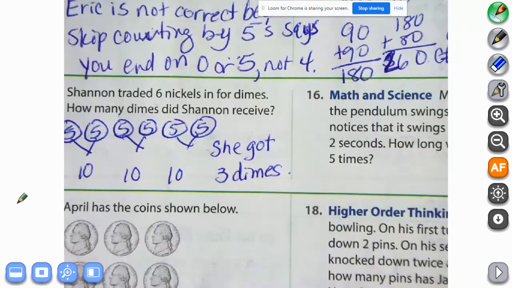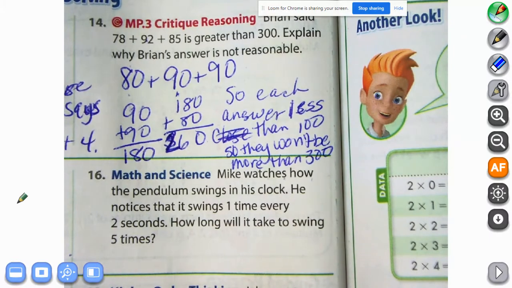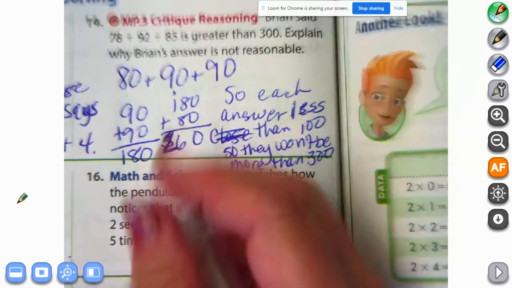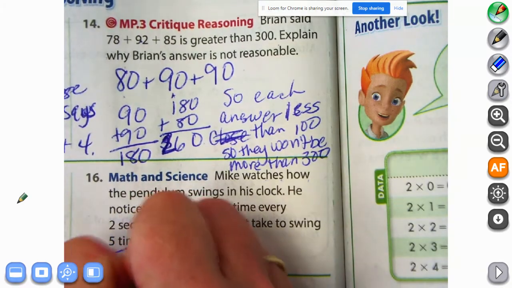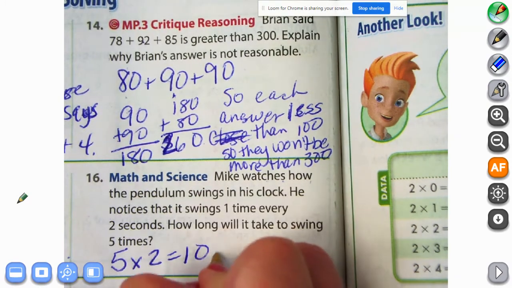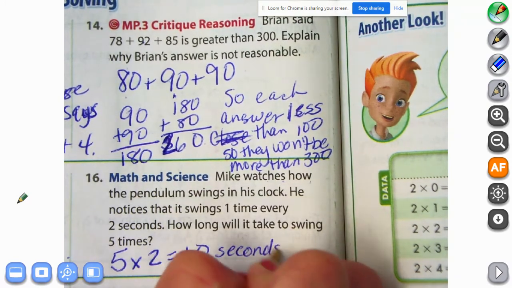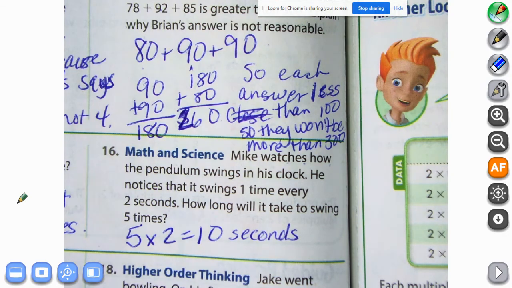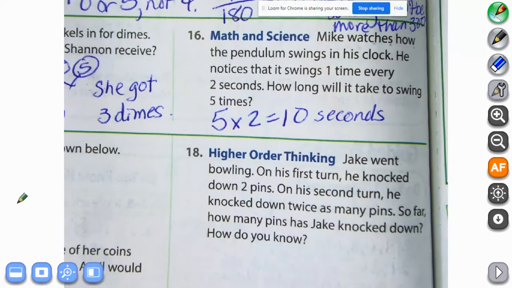Go ahead and pause if you need to. When you're back, number 16 says, Mike watches how the pendulum swings in his clock. He notices that it swings 1 time every 2 seconds. How long will it take to swing 5 times? So 5 groups of 2 will be 10. So it's 10 seconds. Because every time it goes by 2, and it goes by 2 5 times. So 5 groups of 2.